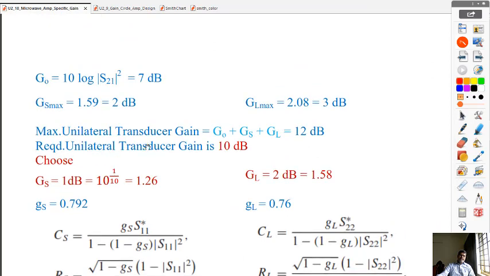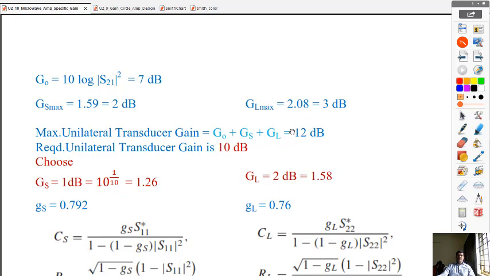Therefore, the maximum unilateral transducer gain equals G0 from the device plus GS from the input matching network plus GL from the output matching network. Since all the gains are represented in decibel logarithmic unit, we can add them up. Therefore, G0 is 7 dB plus 2 dB plus 3 dB, which gives 12 dB. So the maximum gain that can be obtained from the given amplifier system will be 12 dB.